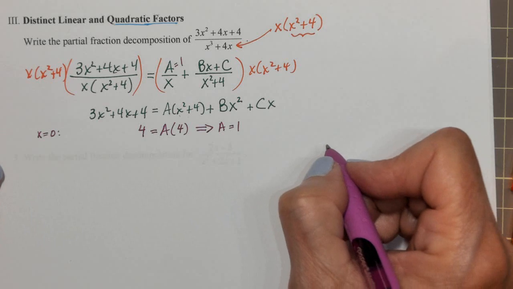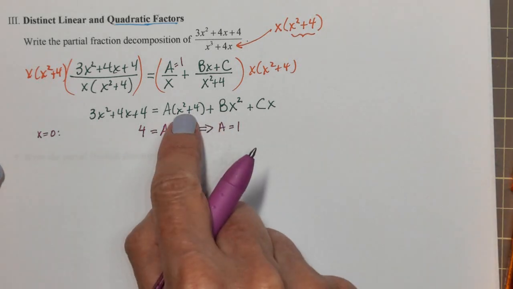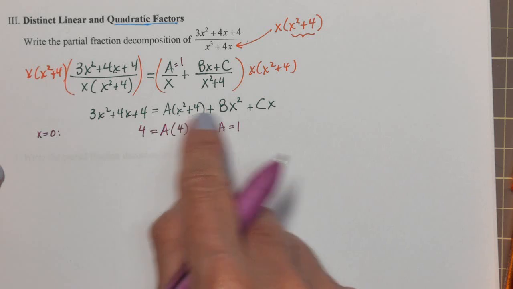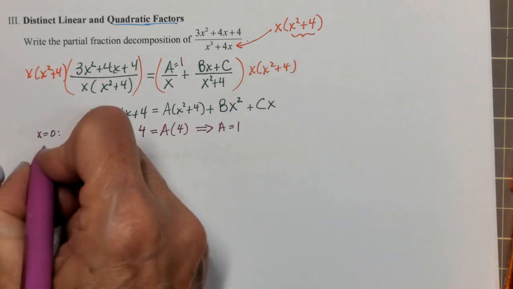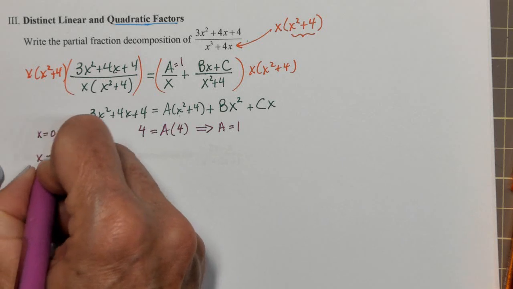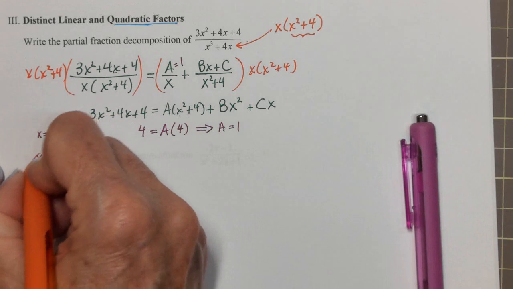All right. What other value of x would be convenient here? Nothing is going to get rid of this. So I would just pick 1. Let's pick x is equal to 1. Let me go with another color.